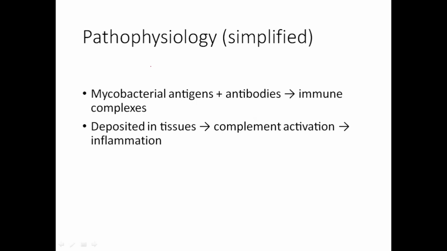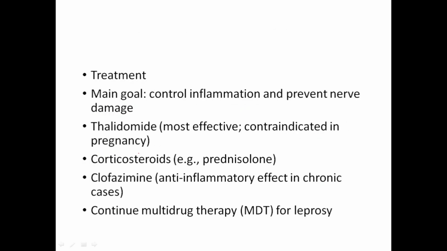So let's look at the simplified version of the pathophysiology. So mycobacterial antigens plus the antibodies would form an immune complex. So this immune complex will be deposited into several tissues, and this will result in complement activation. Complement activation in these tissues will now result in inflammation of the said tissues.